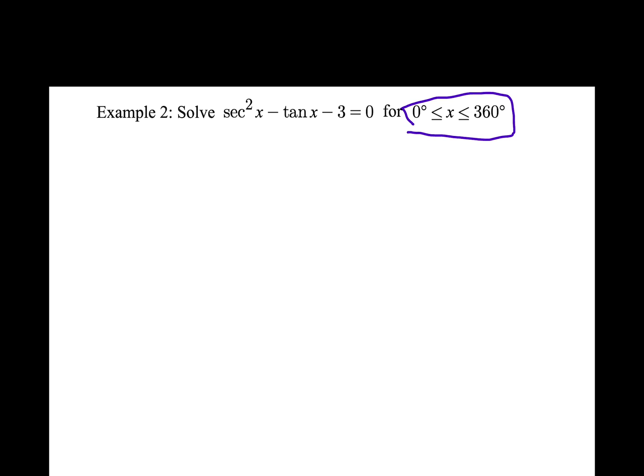Also, be on the lookout for problems that are in the general form of a quadratic equation. Something squared x, something x, and then a constant equals 0 is for sure a quadratic function. However, we're going to need to get it in terms of one single type of trig function. So let's look at our identities on our formula sheet and see what I can do with this secant squared. The trig identity I will use here is secant squared theta equals 1 plus tan squared theta. And once I replace this, it will all be in terms of tangent.